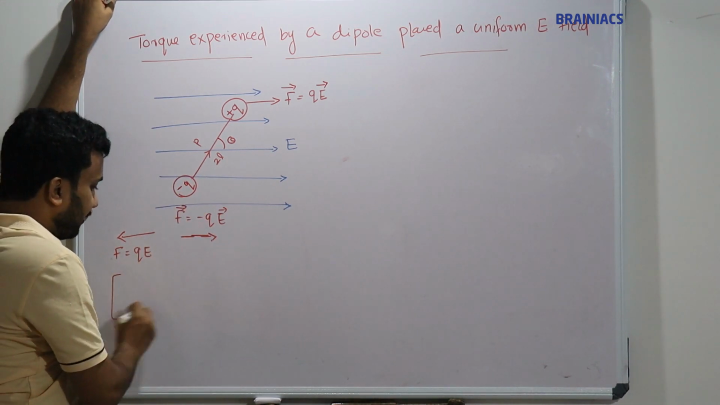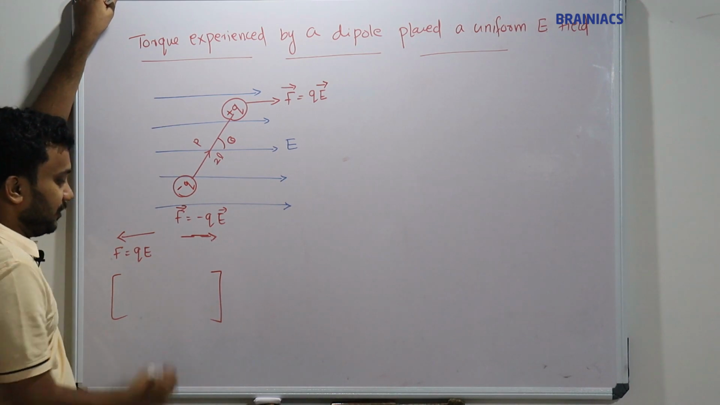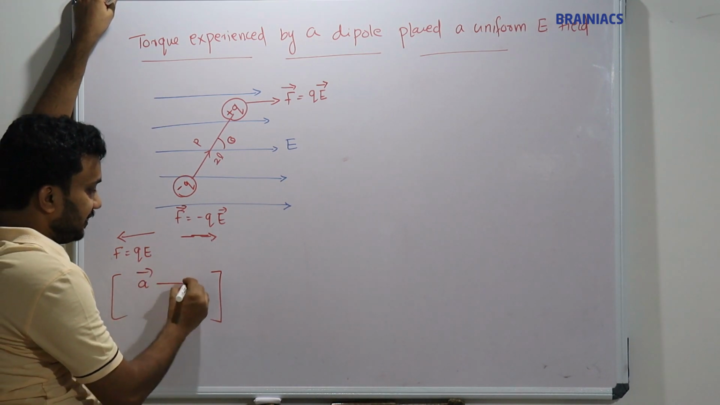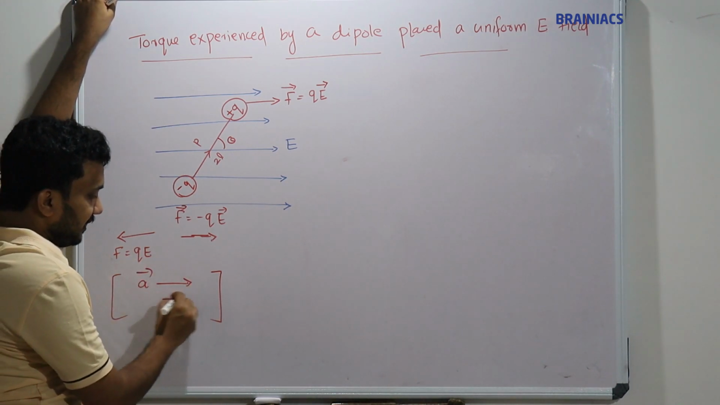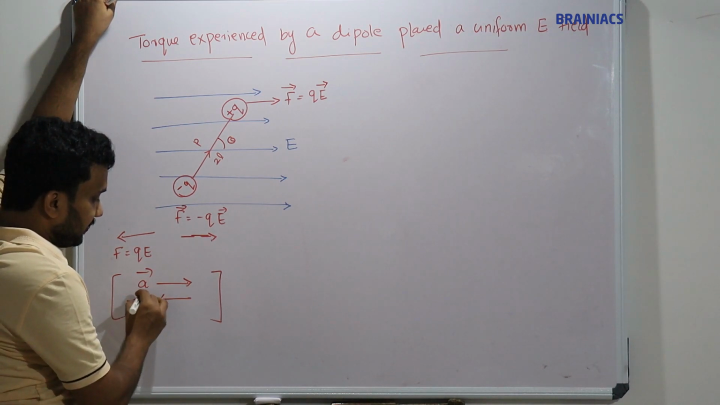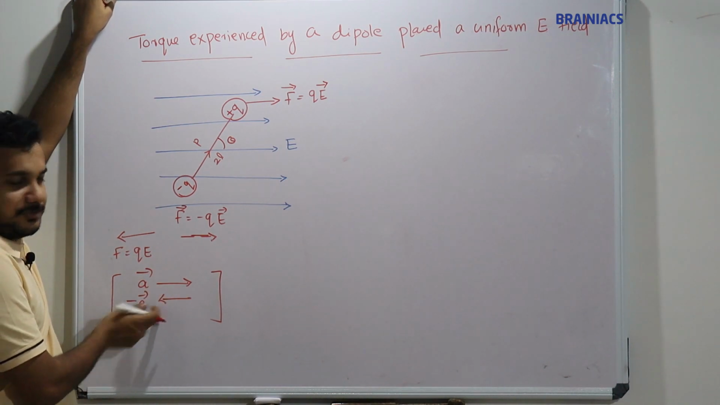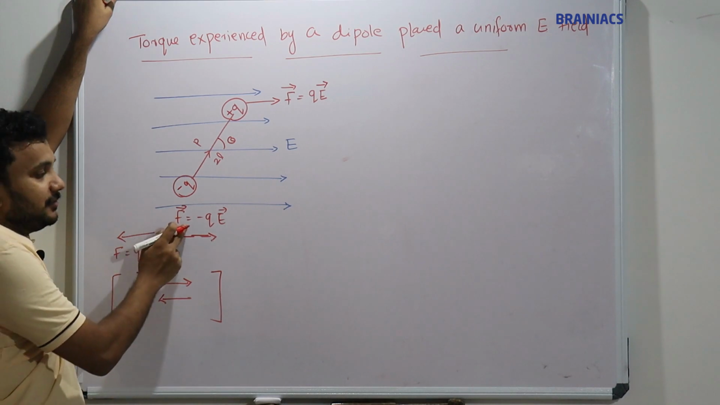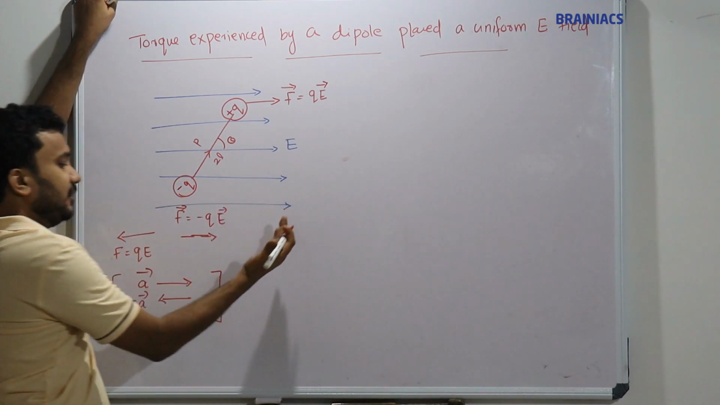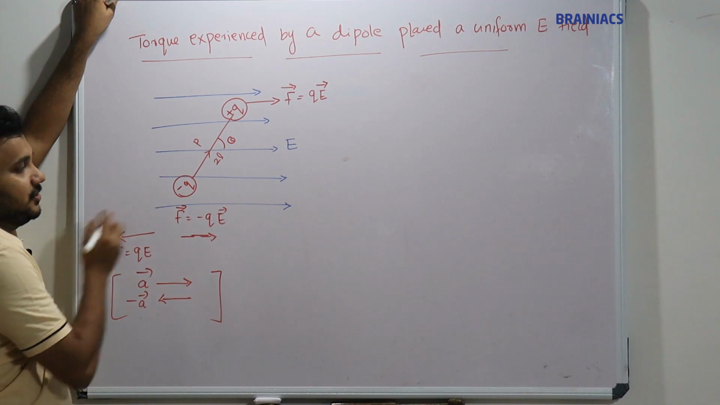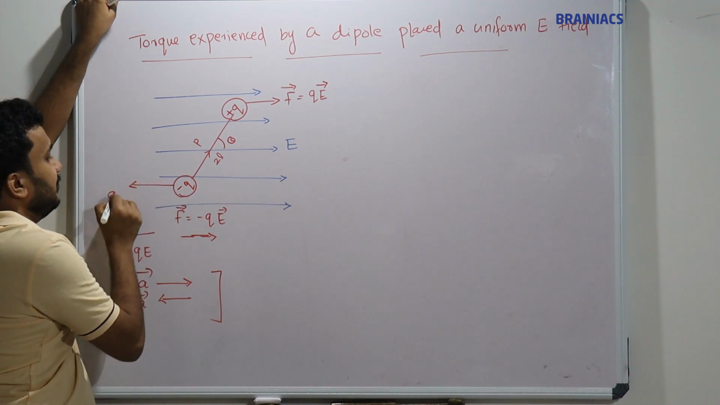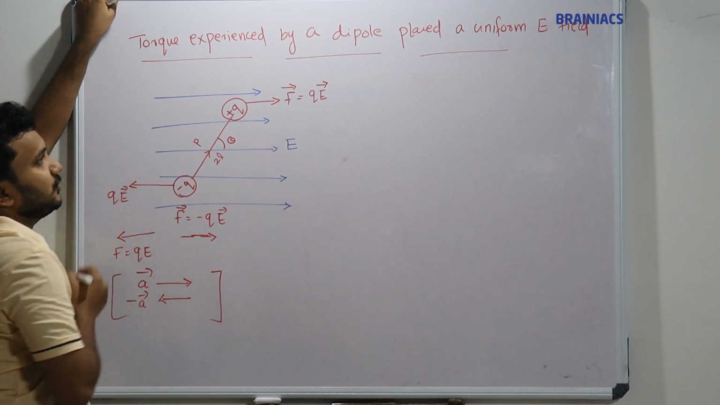Something you have learned in vectors in first year also. Suppose vector A is in this direction, then I can say minus vector A is in the opposite direction. The same concept we are using here. F is equal to minus QE in this direction, then F is equal to plus QE in the opposite direction. So I am marking here F equal to QE. That is one force.